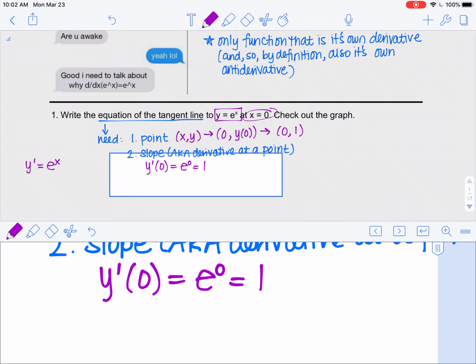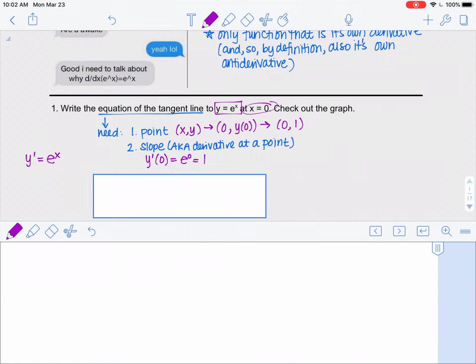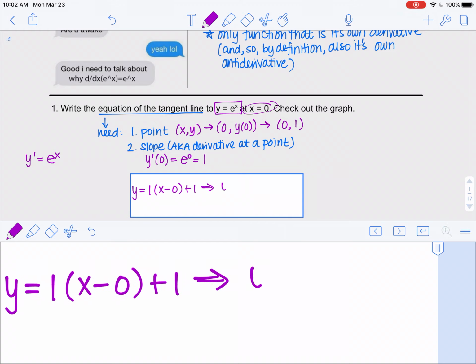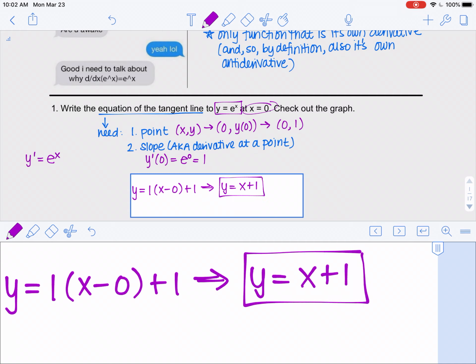Okay, so we have enough to go ahead and write the equation of the tangent line. y equals the slope times (x minus the x value) plus the y value. And it probably makes more sense to simplify this to y equals x plus 1. And so this would be the equation of the tangent line. So we know that if we graphed it, we would see this line touching the curve e to the x at 0 as a tangent line.